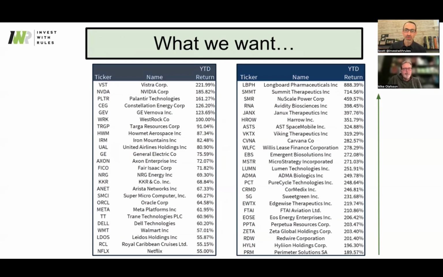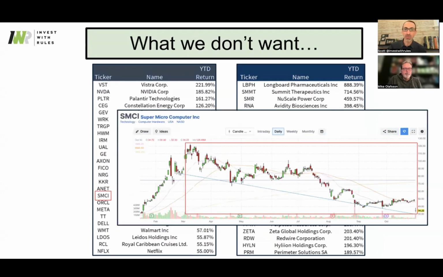So we want to own great things. We would then filter this for what the funds are innately buying. And then we're also looking at things that we really don't want.